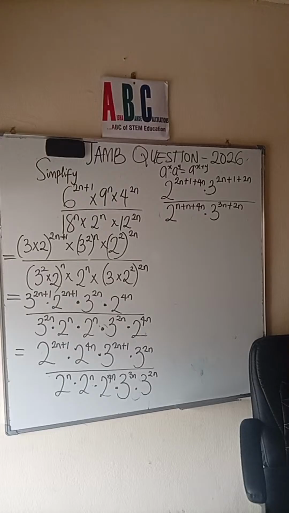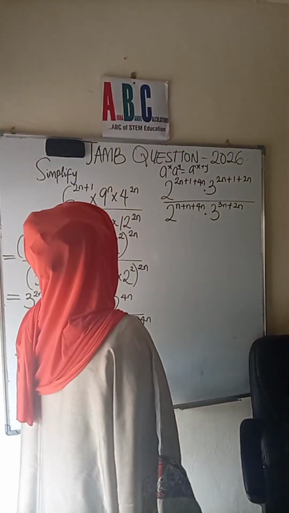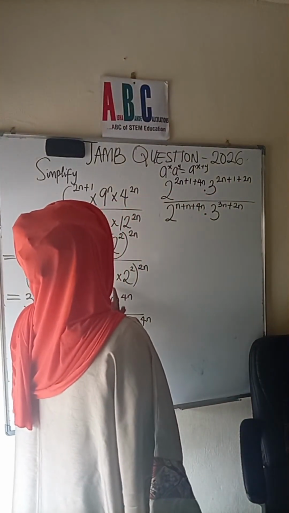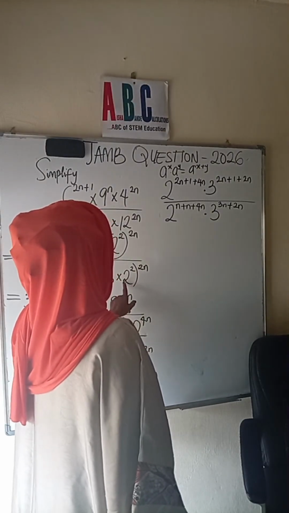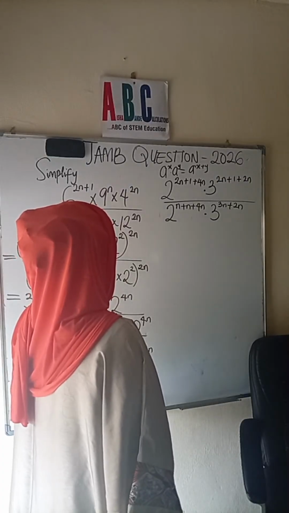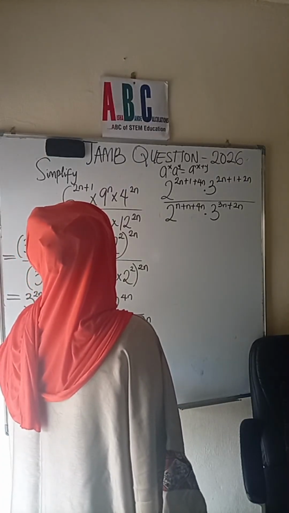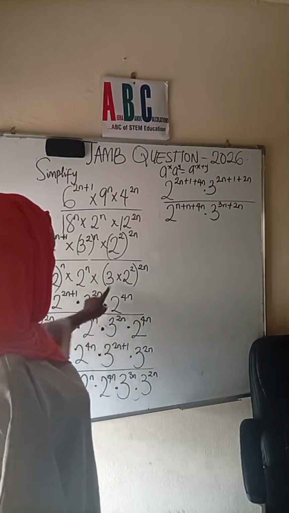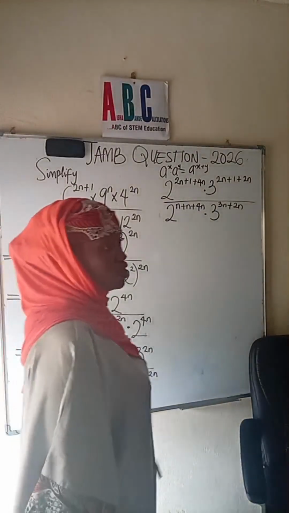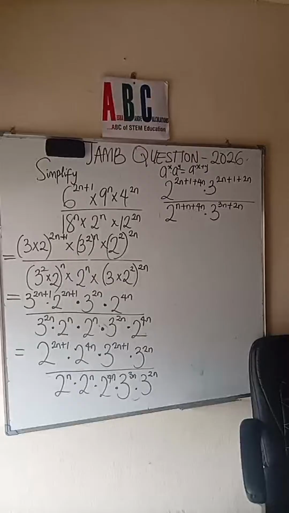Check. 3 to the power of 2n. Which one? This one at the denominator. This is it here. I have 3 to the power of 2n. This is 2 to the power of 4n. This is the 3 to the power of 2n, this one. 3 to the power of 2n is this other one. Check. There's no mistake now.